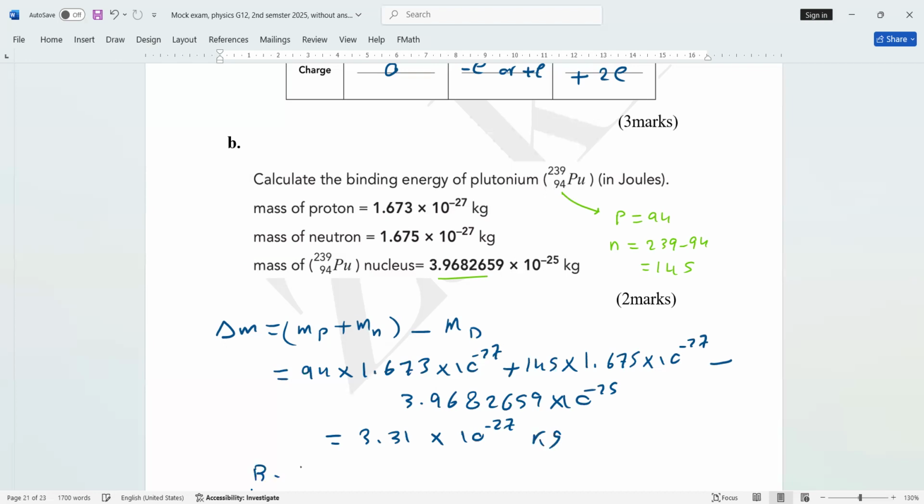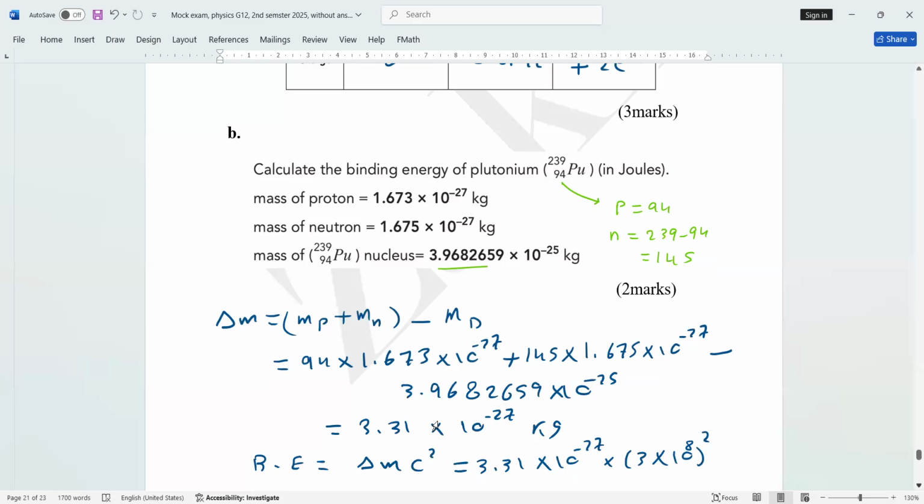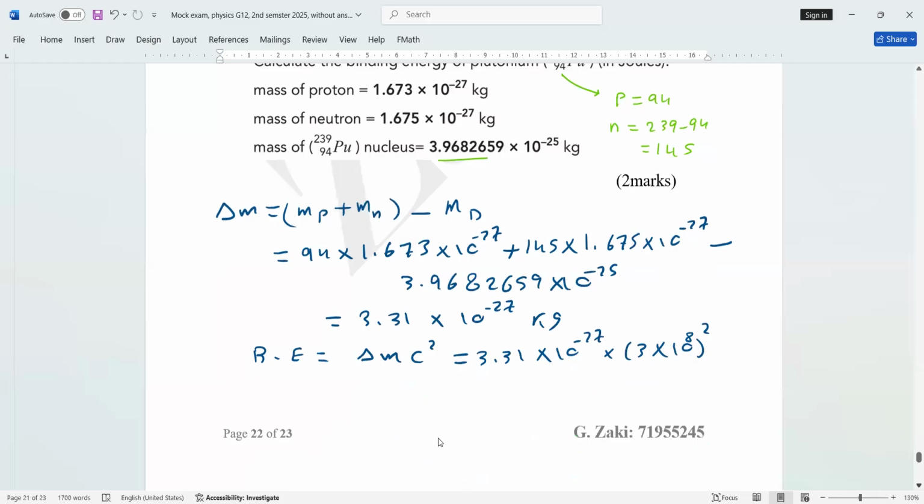Then the binding energy equals delta M C squared. Delta M is 3.31 times 10 power negative 27 multiply 3 times 10 to the power 8 all squared. Then we can get the answer of this part. So the binding energy equals 2.98 multiplied by 10 to the power negative 10 joule.